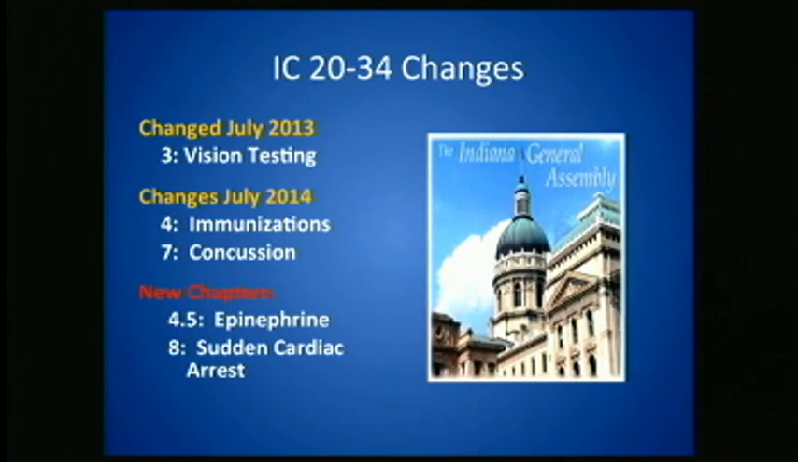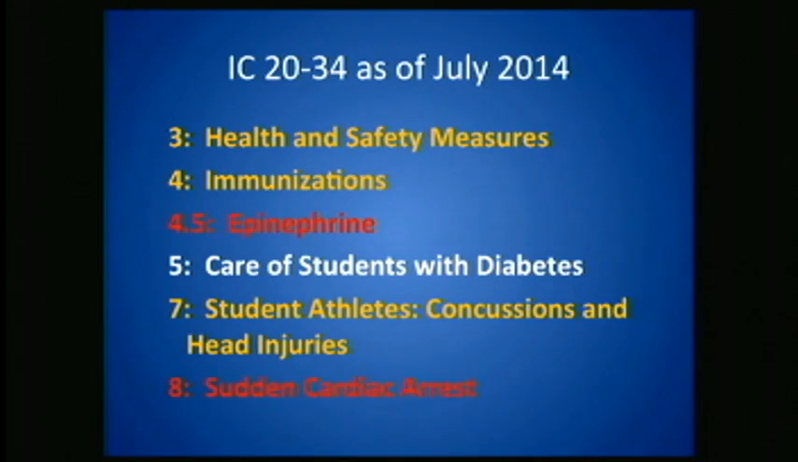So here's what's new. Chapter 3 was changed last year and resulted in new vision requirements and a new school health report, which each accredited school should be completing at this time. Chapters 4 and 7 had some changes in the last session, and chapters 4.5 and 8 are new chapters that were added this year. So as you can see, Indiana Code 20-34 has undergone quite a few changes recently, and we are going to discuss these changes today.